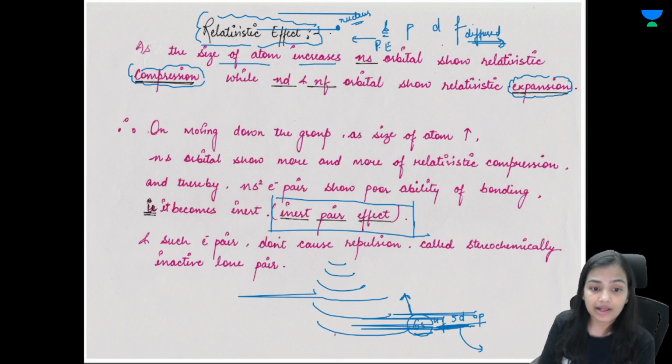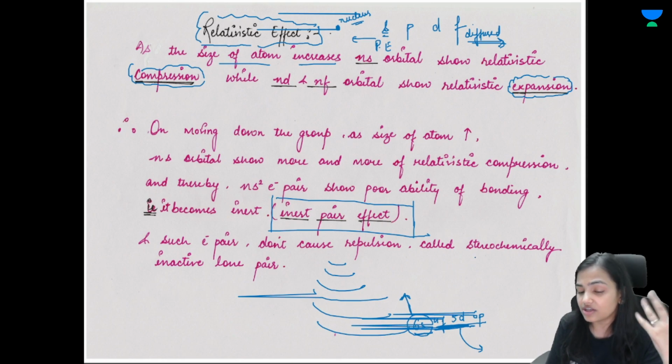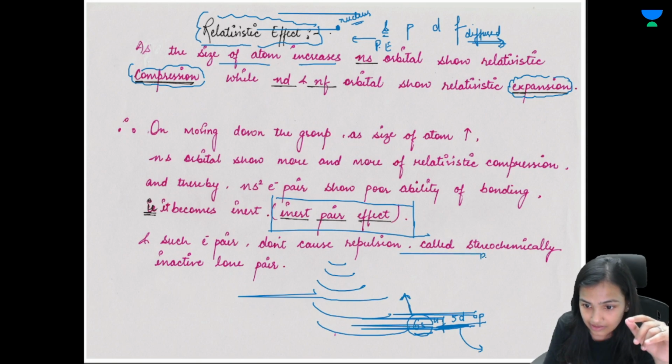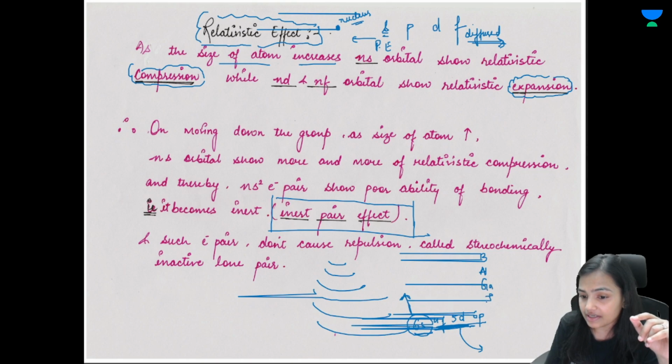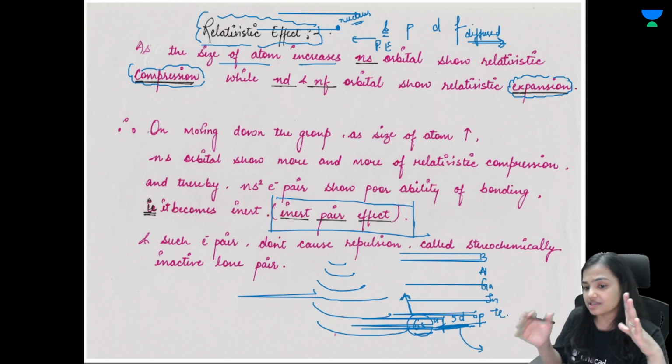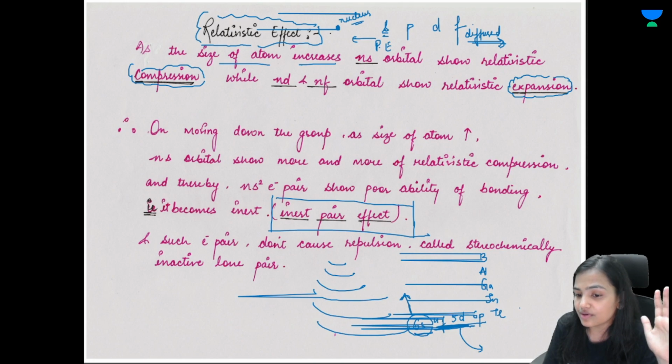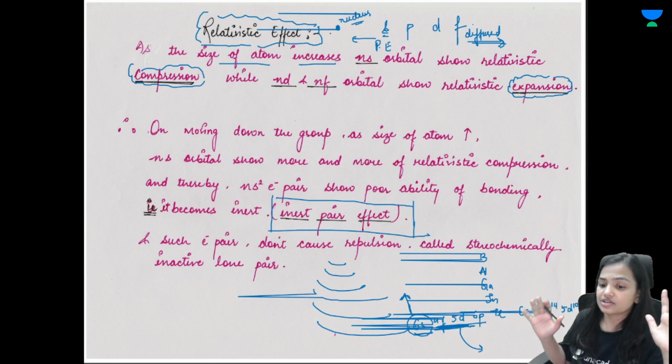Now let's talk about what is inert pair effect. So basically the same example which I have taken. Let's say I'm talking about any of the species like boron, aluminium, gallium, indium and thallium. Okay, I'm talking about thallium. So when I have to write down the electronic configuration of thallium, this comes out to be 6s2, 4f14, 5d10 and 6p1. Okay, so this is the electronic configuration for thallium.